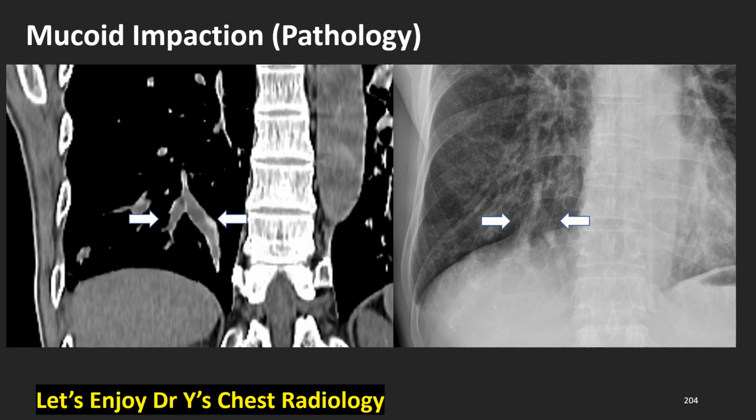Mucoid impaction. Arrows indicate mucoid impaction of Y-shaped in CAT scan and chest X-ray.